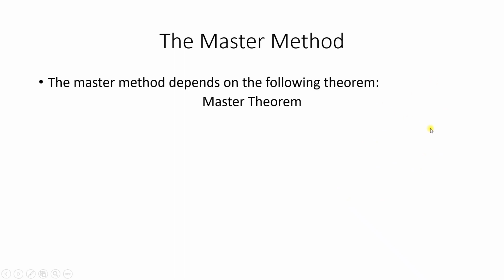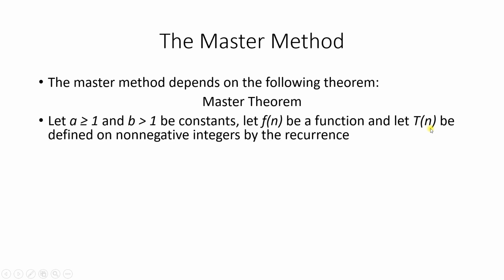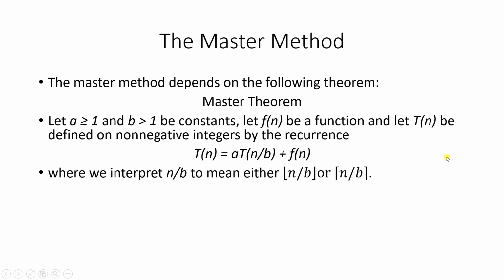The master method depends upon the following theorem, which assumes that a is greater than or equal to 1 and b is greater than 1 are constants, and f of n is a function. T of n is defined on non-negative integers. T of n is equal to a multiplied by T of n upon b plus f of n, where n upon b needs to be a floor or ceiling value. That is, you don't need a fractional value in the ratio n upon b, it has to be a whole number. So if these conditions are met, what do we do?